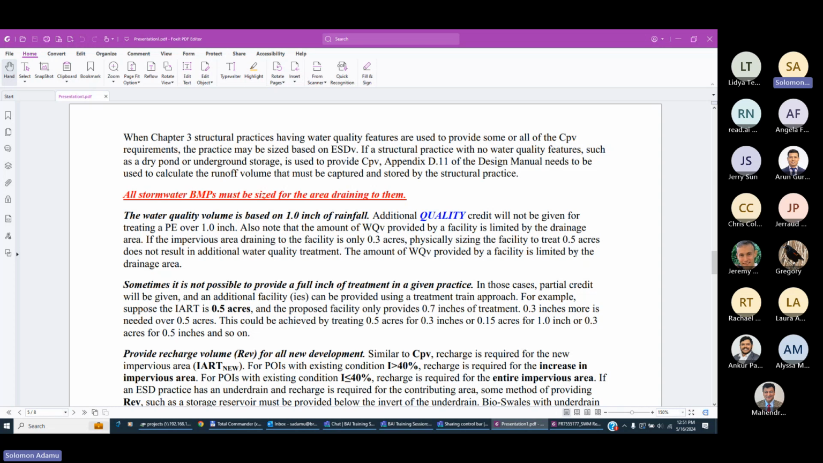So, oversizing the facility doesn't mean we're going to get credit for that, because it is the impervious area coming to the practice which matters, and of course that PE also.